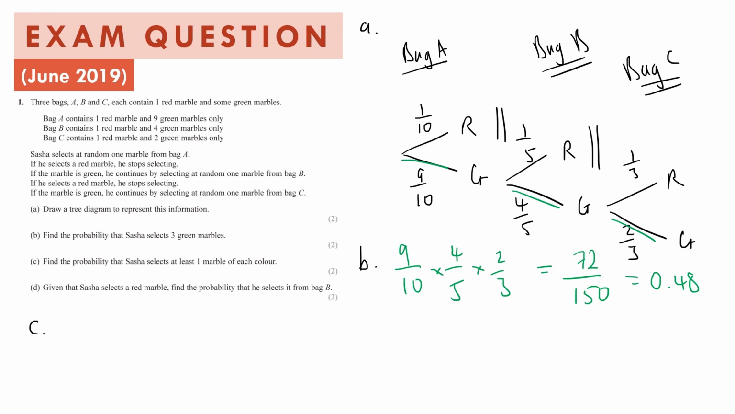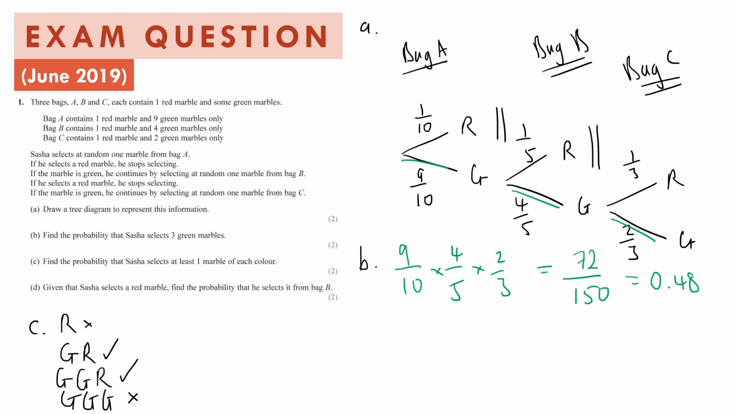Now for part C, we're asked to find the probability that Sasha selects at least one marble of each colour. So if we write down all the possible paths through the tree, then our first path is just selecting a red marble from bag A, which doesn't give us one of each. Then we have a green marble from bag A, then a red marble from bag B, which does give us one of each. Then we have a green marble from bag A, green from bag B, and a red one from bag C, which also gives us at least one of each. And then finally, we have a green marble from A, B, and C, which doesn't give us one of each.